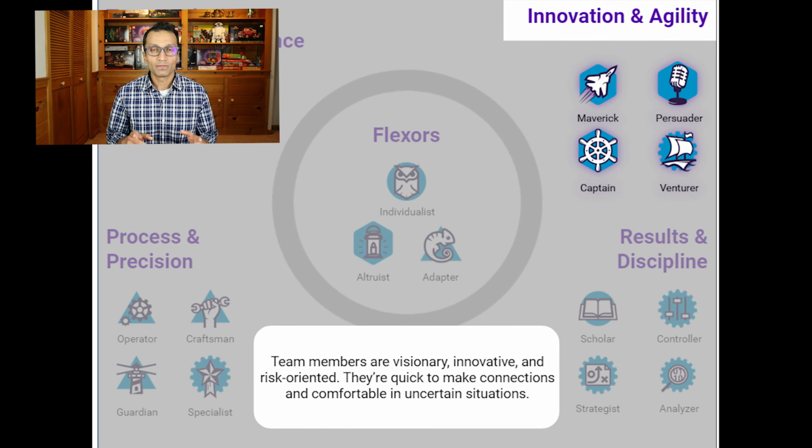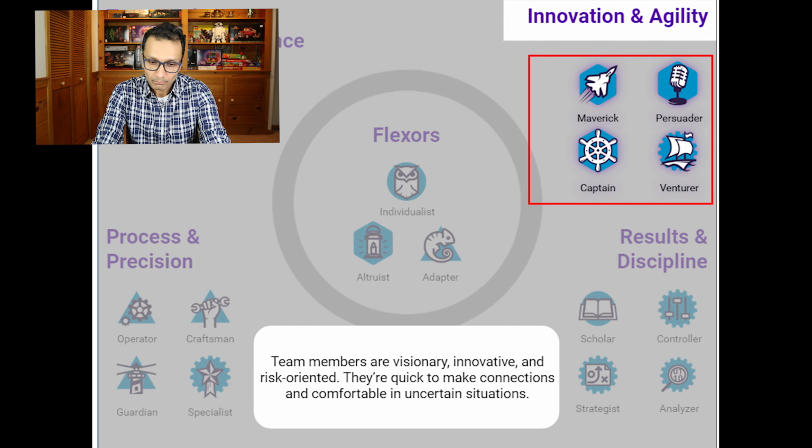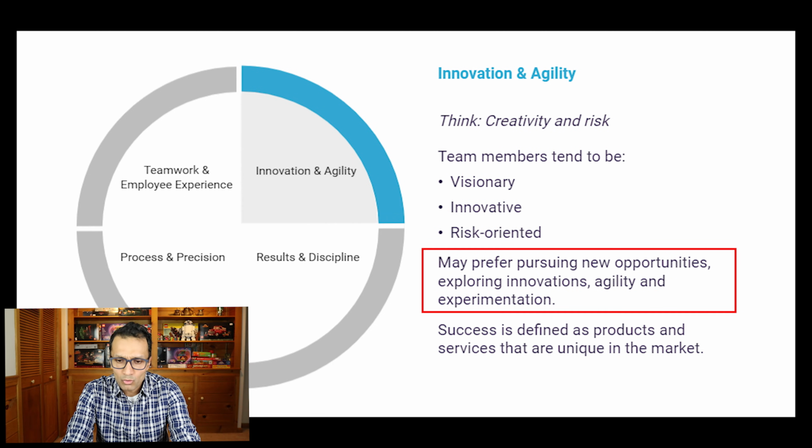So now, let me share with you the 5 buckets. The first one is innovation and agility, which includes the profiles of a maverick, persuader, captain, and venturer. These are people who are visionary, innovative, and risk-oriented. They are quick to make connections and comfortable in uncertain situations. As I said, this is a very distinct bucket, which talks about innovation, being risk-oriented, and visionary. You won't find these elements in any of the other buckets. They prefer pursuing new opportunities, exploring innovations, agility, and experimentation.